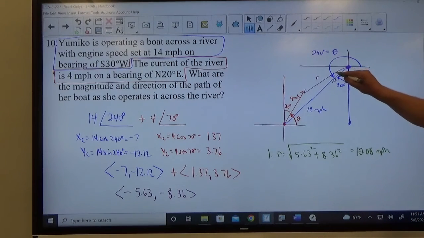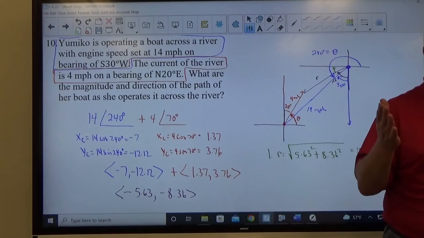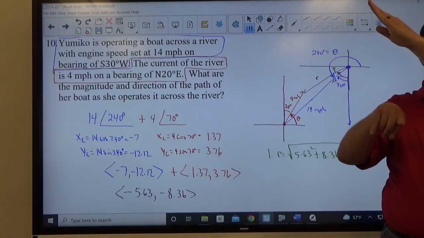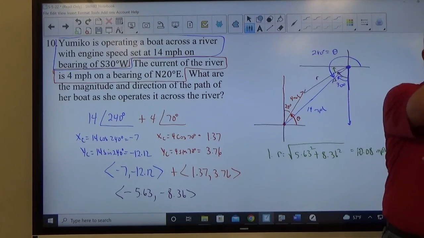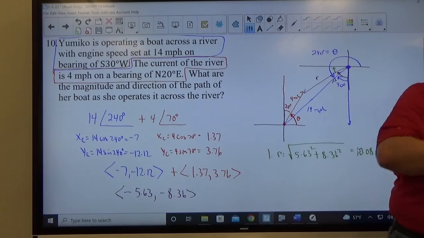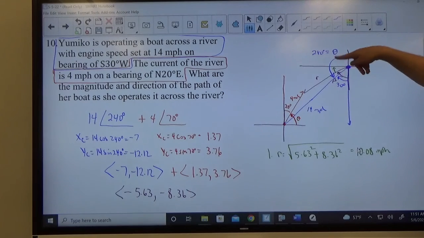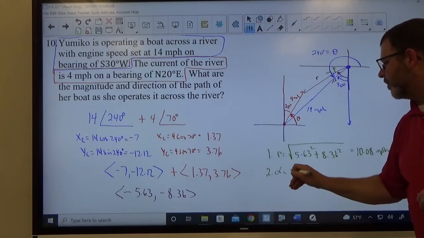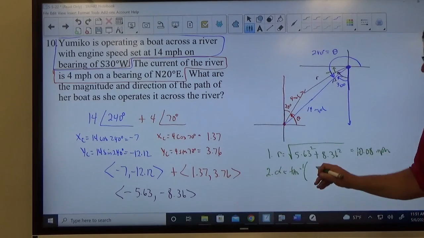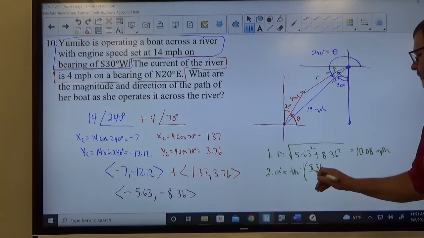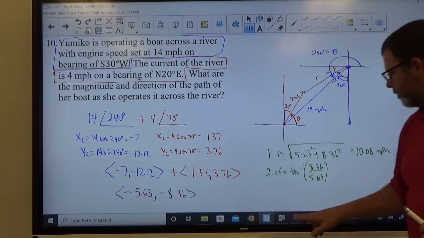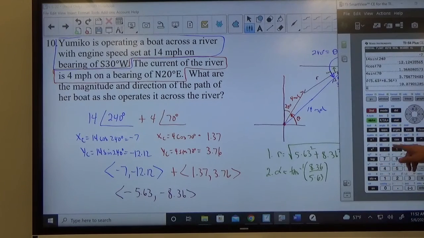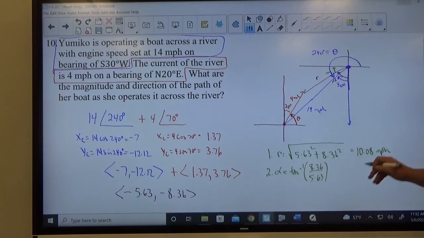Alpha is going to be this. Remember, alpha is dependent on what quadrant you're in. If I'm in the second quadrant, I go down to the x-axis. Third quadrant, up to the x-axis. First quadrant, down to the x-axis. Fourth quadrant, up to the x-axis. So I'm in the third quadrant, so I'm going up to the x-axis. That's alpha. Alpha equals inverse tangent of 8.36 over 5.63. So inverse tangent, again, use parentheses, inverse tangent parentheses, 8.36 divided by 5.63, that's 56.04 degrees.